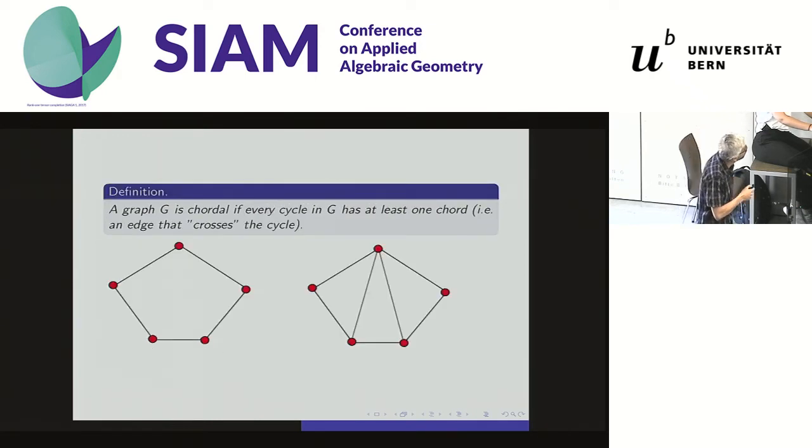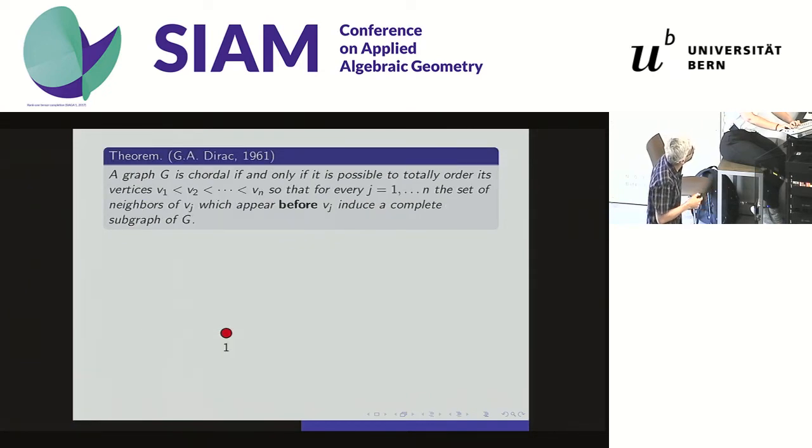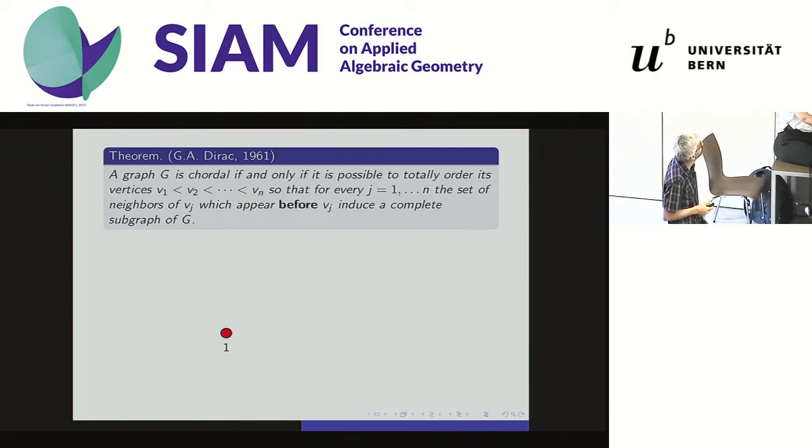Now, when you look at this definition, it doesn't seem to impose too much structure on graphs, but this is in fact the case. So chordal graphs are a highly structured class of graphs, and in order to see that, we will use a theorem due to Gabriel Dirac from 1961, the stepson of the physicist Dirac, which gives us another way of thinking about chordal graphs. So I will read the theorem. A graph G is chordal if and only if it is possible to totally order its vertices, v1, v2, up to vn, in such a way that for every j, the set of neighbors of the vertex vj which appear before it form a complete subgraph of G.